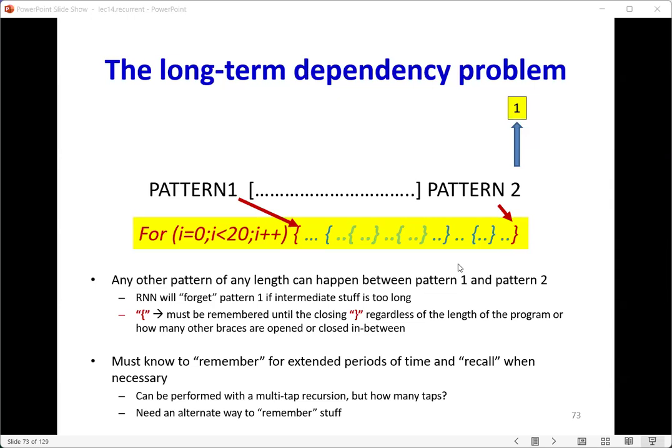Right. So the memory behavior should be dependent on the input. I remember something, and I'm going to have to remember it till something in the input tells me, okay, now you can forget that because it's no longer required. How long I remember something should not depend on the parameters of the network. It should depend only on the input. So how can we do this?